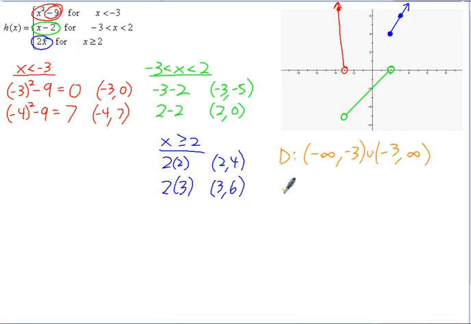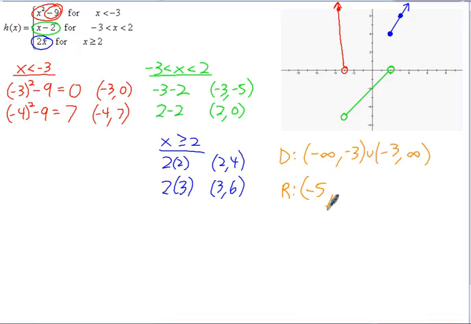And then the range. So the range, notice there's no arrow heading down. The lowest this function gets is right here at negative 5. And since it's an open circle, the parentheses.